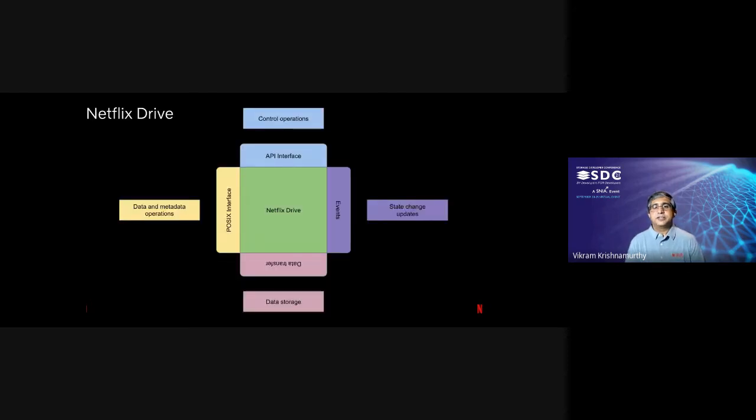So just to summarize, the POSIX interface provides the standard data and metadata operations, and the API provides control and IO operations. And the eventing infrastructure provides state change updates or audit logs. And then the data transfer abstracts the byte movement.